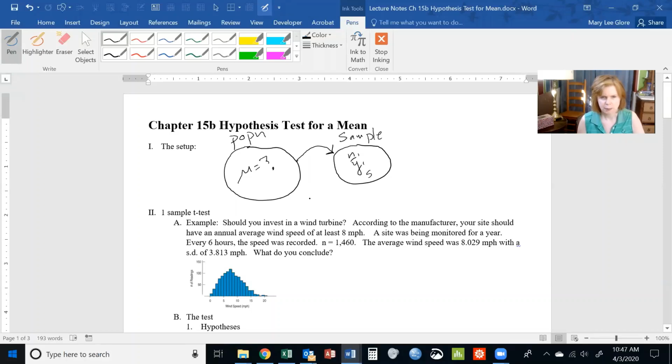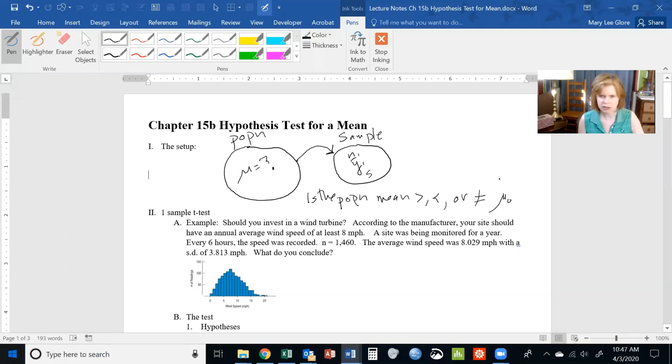Basically, what we want to know about the mean is, does it meet some criteria? Is the population mean bigger than some value? Is it less than some value? Or is it not equal to some value? This value we're going to call mu 0. So, is the average height less than 6 foot? This might be the 6 foot. So that's what we're going to do.